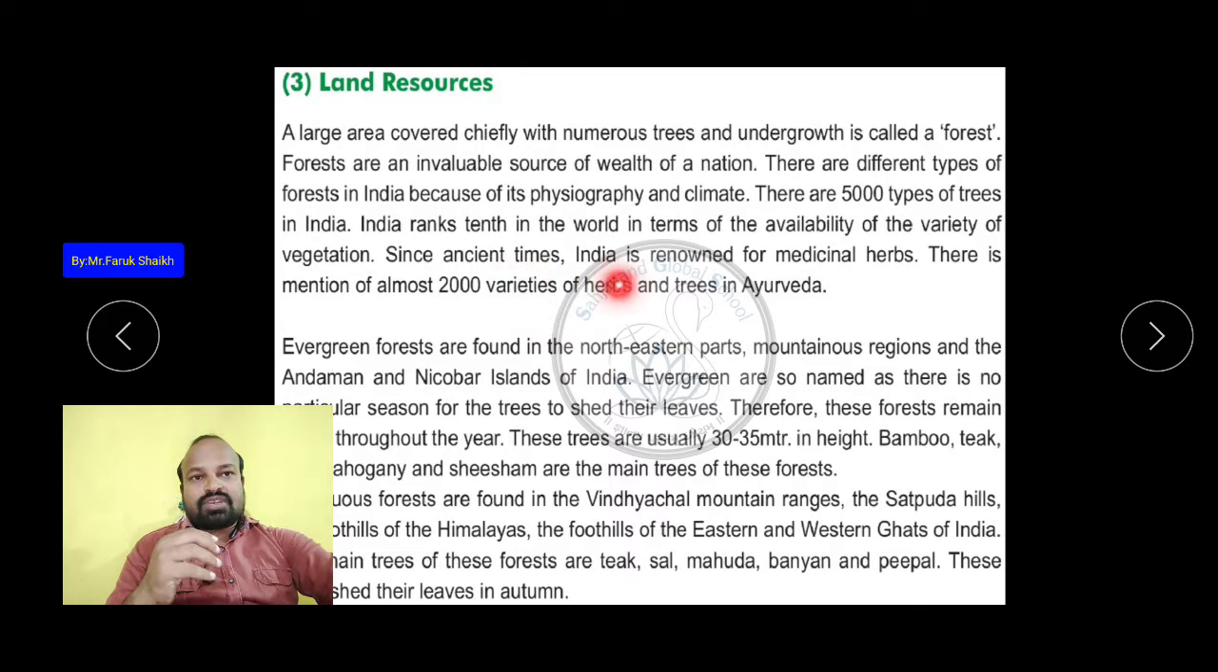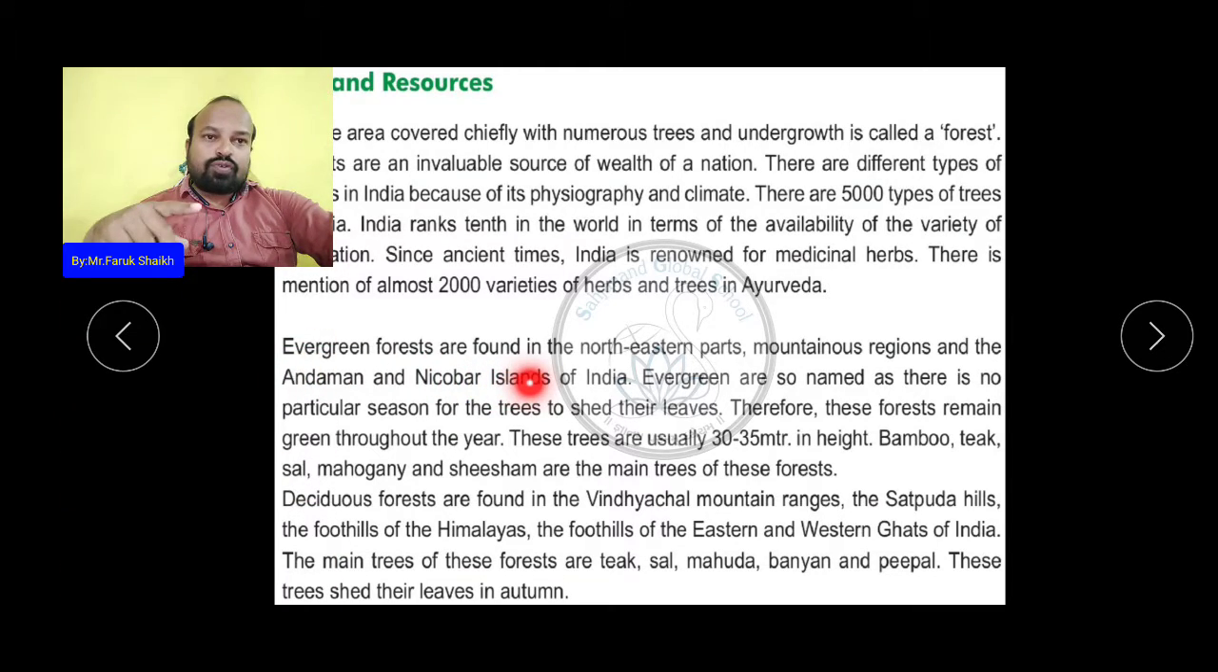Since ancient times, India is renowned for medicinal herbs. There is mention of almost 2000 varieties of herbs and trees in the Ayurveda. With this we can cure our diseases without any side effects. That is called the Ayurveda. It is also not too costly. It is very cheap because it is made from the trees and the herbs.